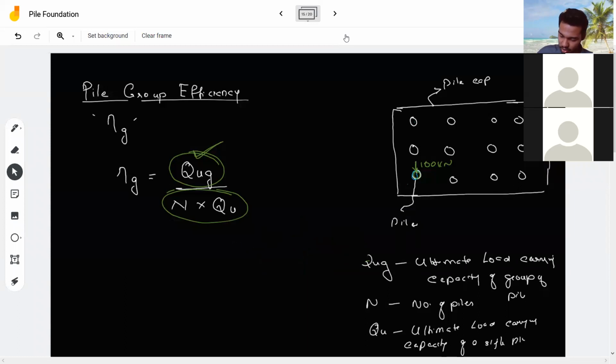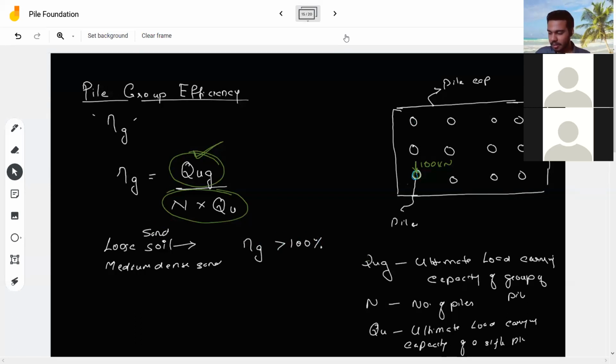ठीक है. Now depending upon the condition of soil, for a medium dense sand, or if it is a loose sand as well, your group efficiency is more than 100%. मतलब आपका जो इंडिविजुअल पाइल करने का काम है वो ग्रुप में डालोगे तो ज्यादा efficient है. जबकि अगर आपके पास क्ले है तो your group efficiency is less than 100%. Your group efficiency is less than 100.